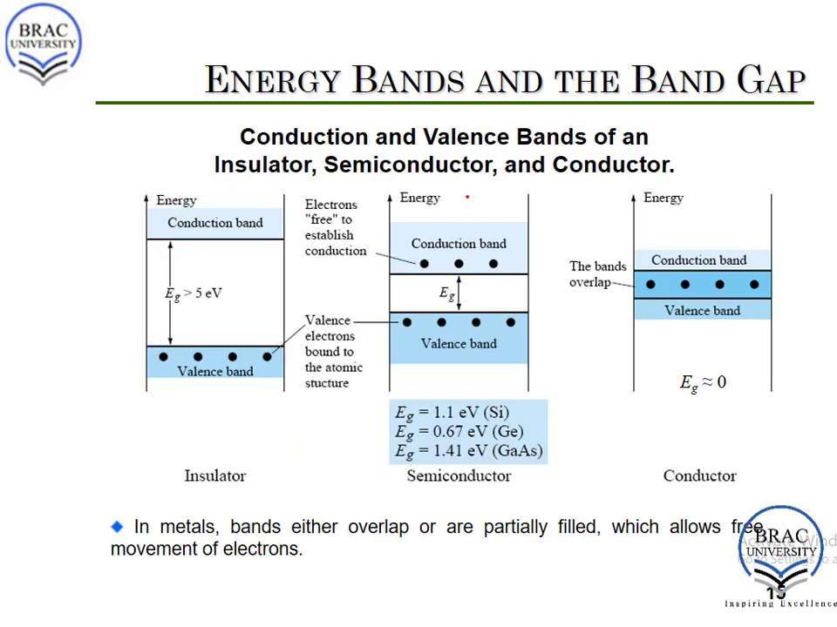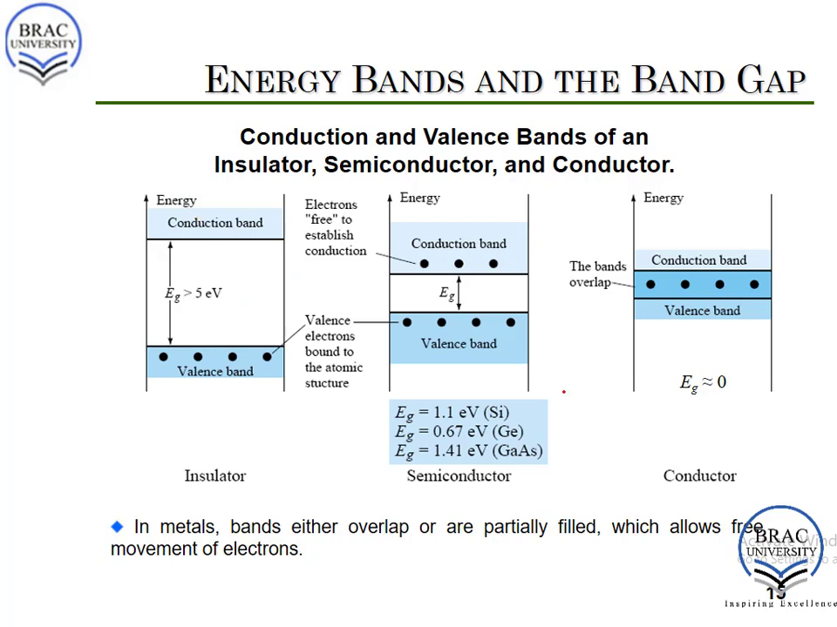So here we can see a better view. In the case of an insulator, this is the valence band, which is completely filled, and this is the conduction band, which is not filled because there is a large band gap between them, typically greater than 5 electron volts. If an electron wants to jump from the valence band to the conduction band, the energy of that electron must be increased by at least the value of the band gap. As the band gap is so large, we cannot provide such high energy for electrons to jump from the valence band to the conduction band. That is the reason why insulators do not conduct.